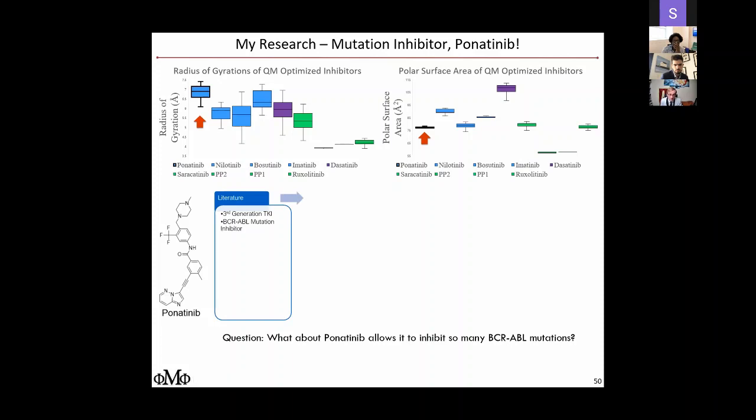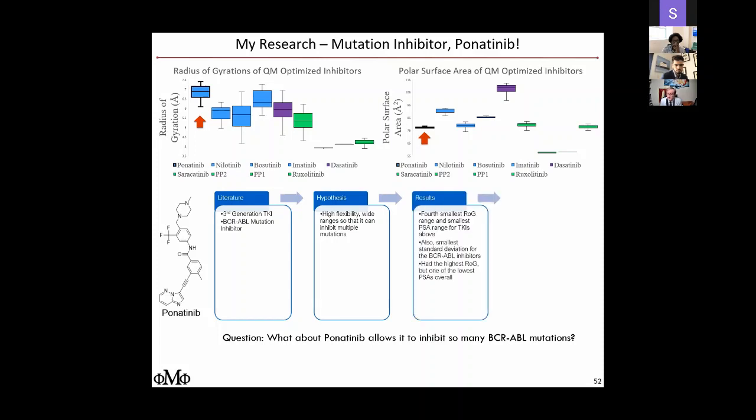Ponatinib is a 3rd generation tyrosine kinase inhibitor, also a very good BCR-ABL mutation inhibitor. And so my hypothesis would be that it's relatively flexible, so it can inhibit all sorts of different mutations. But I find that's not the case, actually.